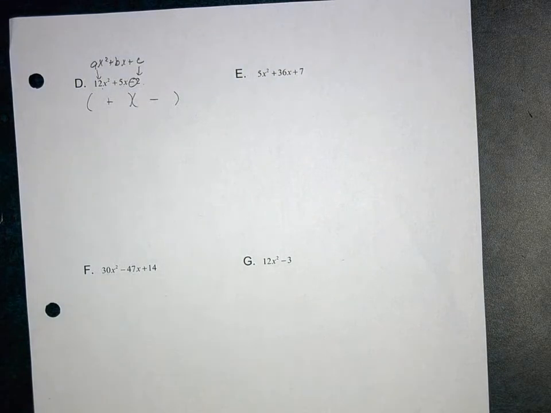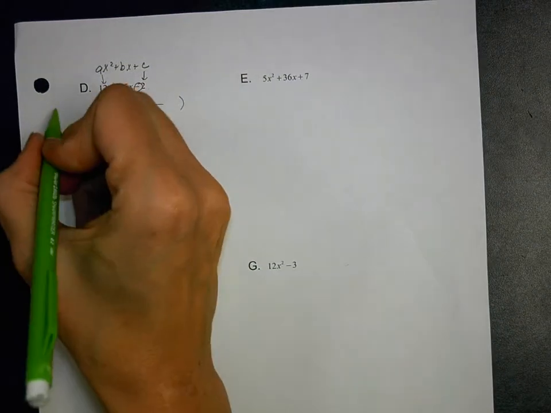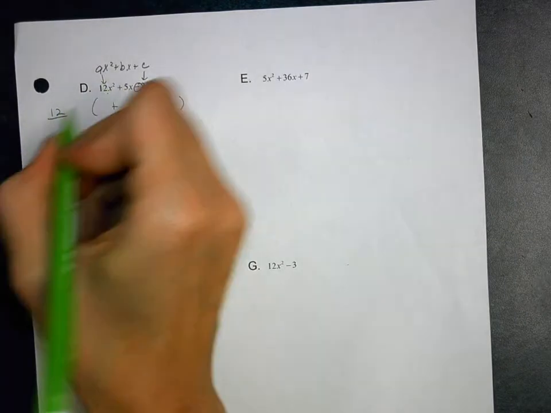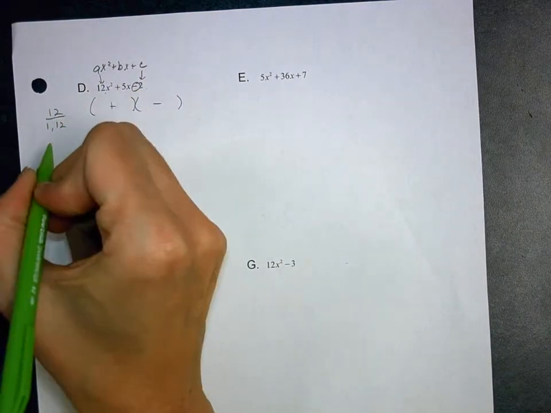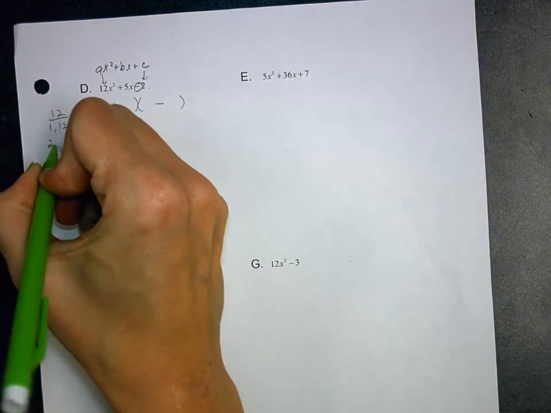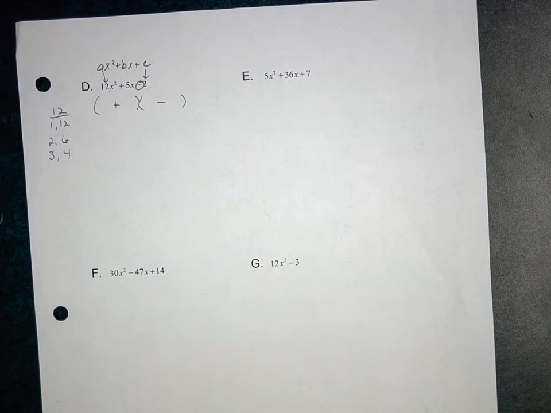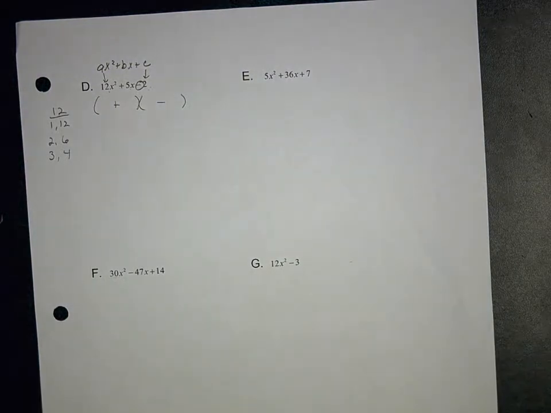Then I look at my factors. Okay, so when I look at my factors with this, I have 12 for A. And so I know my choices are going to be 1 and 12. You can still see that here for me. 2 and 6, 3 and 4. Now, all of those are fair game.